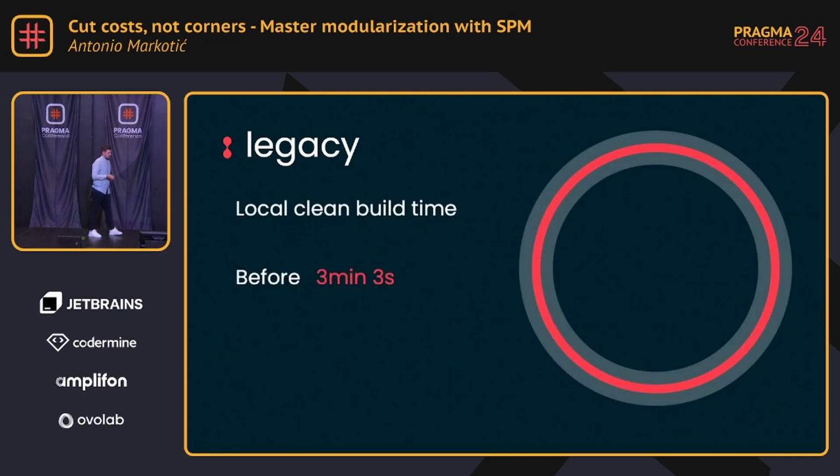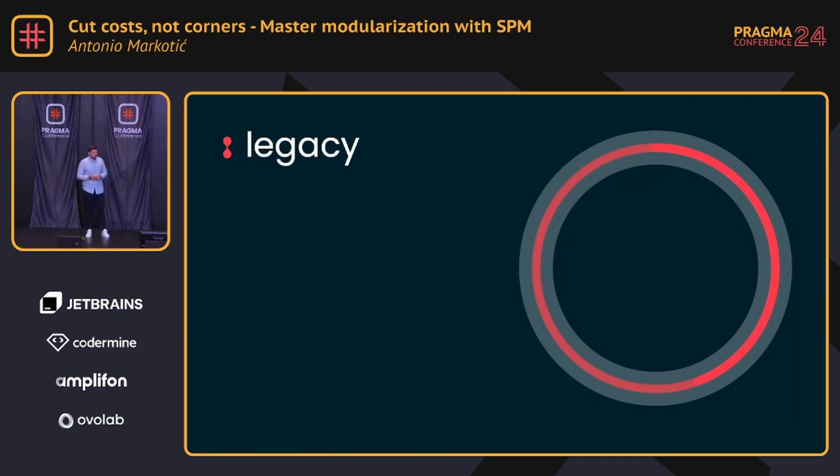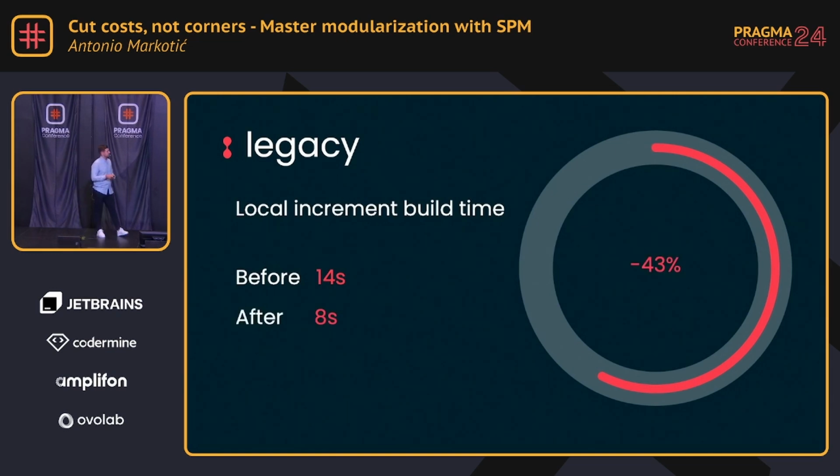And let's check the numbers. So our local clean build times, which were previously around 3 minutes, were reduced by 55%. Our local incremental build time, which was previously 14 seconds, was reduced to 8 seconds. And now I know that many of you will say, wow, all of this for 6 seconds, like, great job.